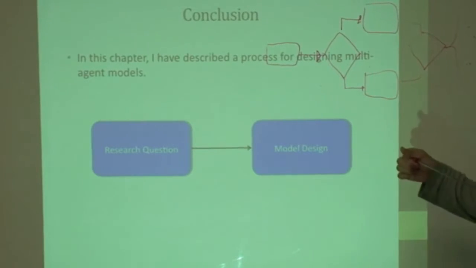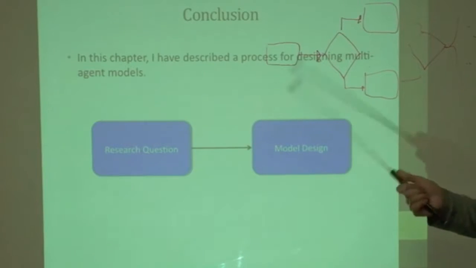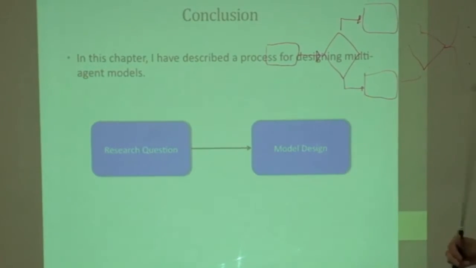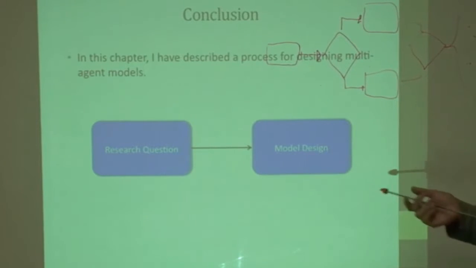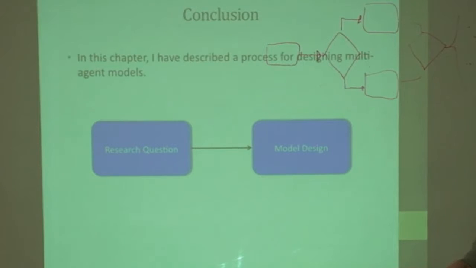In conclusion, in this chapter, I have described a process for designing a multi-agent model. The most important and difficult part is to connect research questions and the design of the model. That's all for my part, chapter 9. Okay.